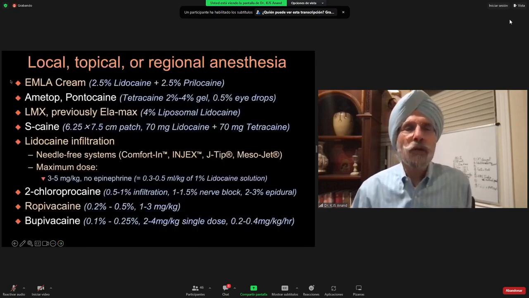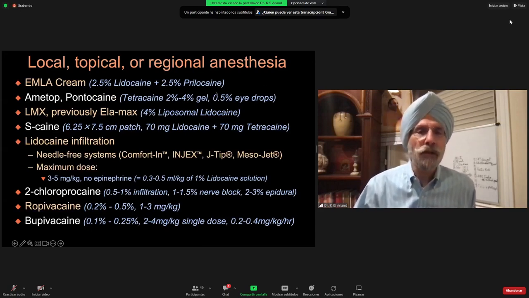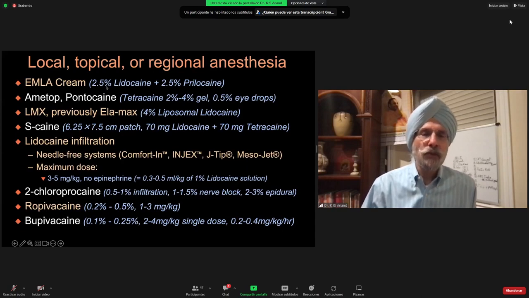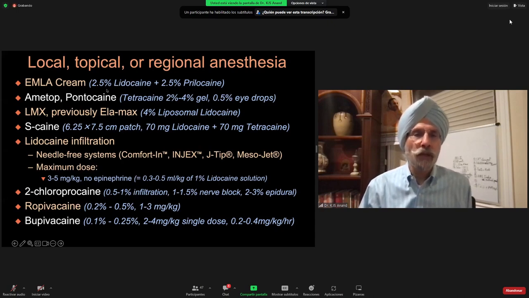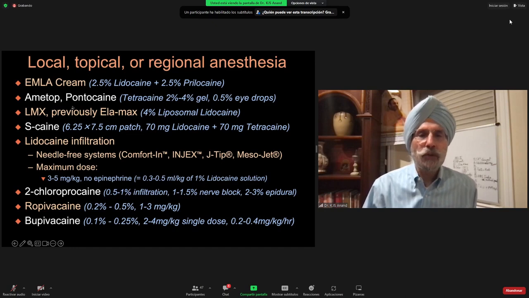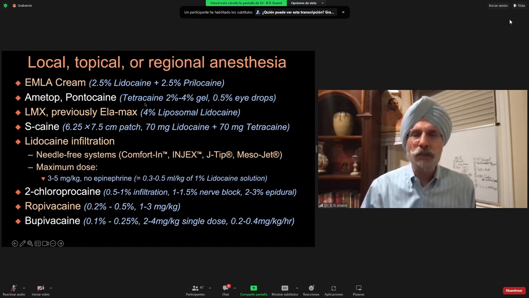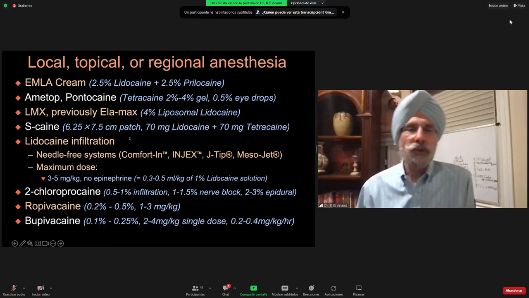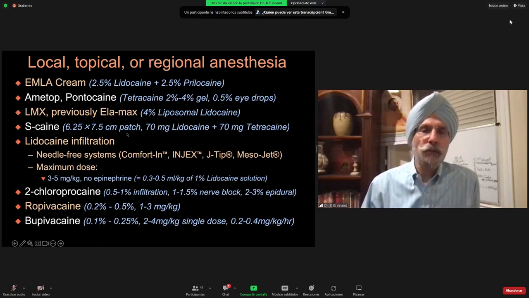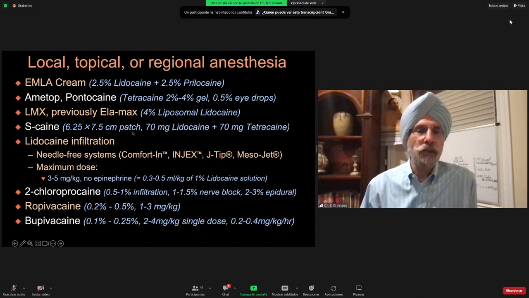Moving on to some of the local, topical, regional anesthetic drugs, these are some of the local topical things. I don't know if it's commonly used now, but Emla used to be, a eutectic mixture of lidocaine and prilocaine, very commonly used in Europe and North America. It was replaced by Ametop or Pontocaine, which is tetracaine gel, liposomal lidocaine, and S-Caine, which is actually a transdermal patch with an iontophoresis device built into it.